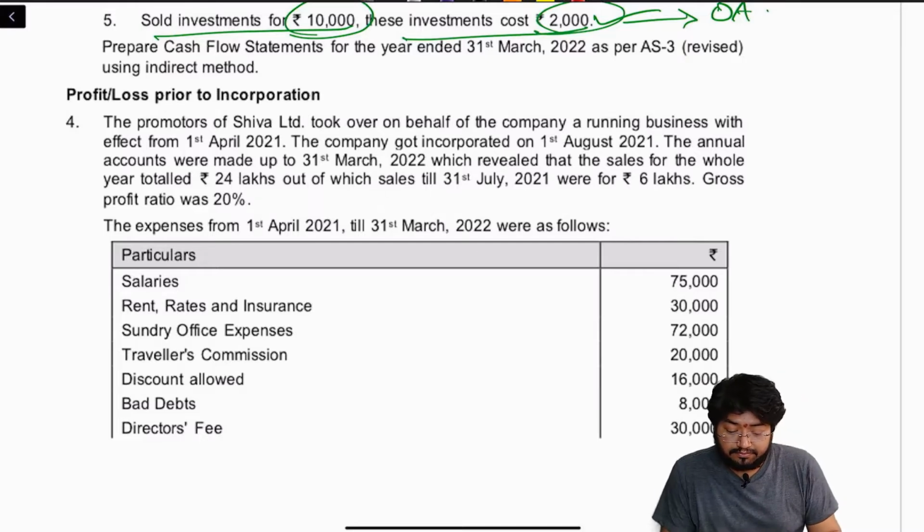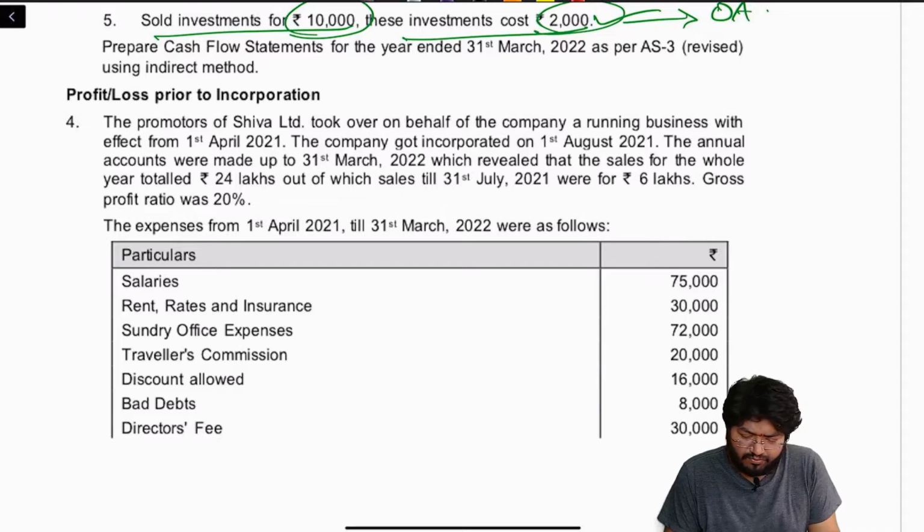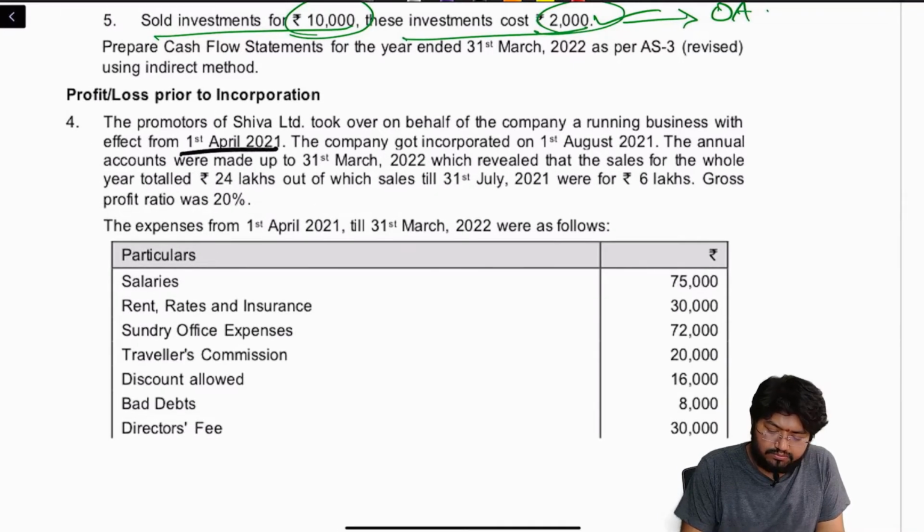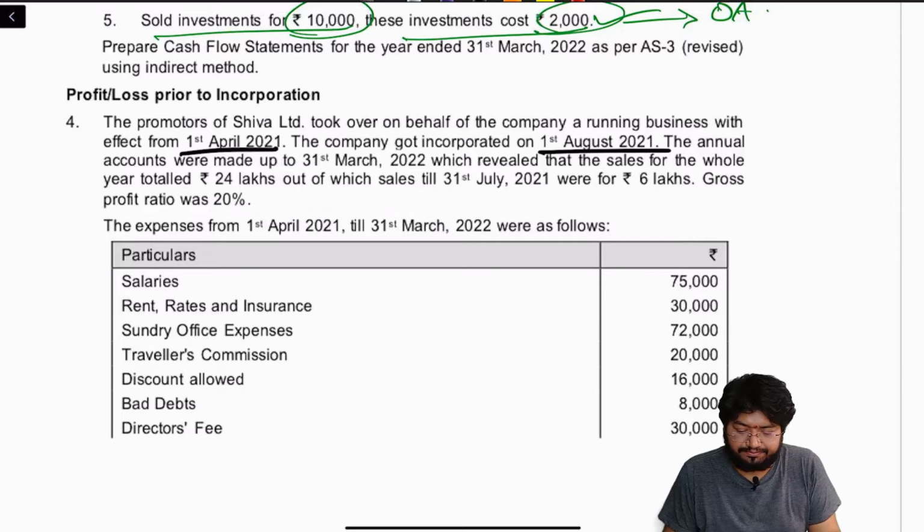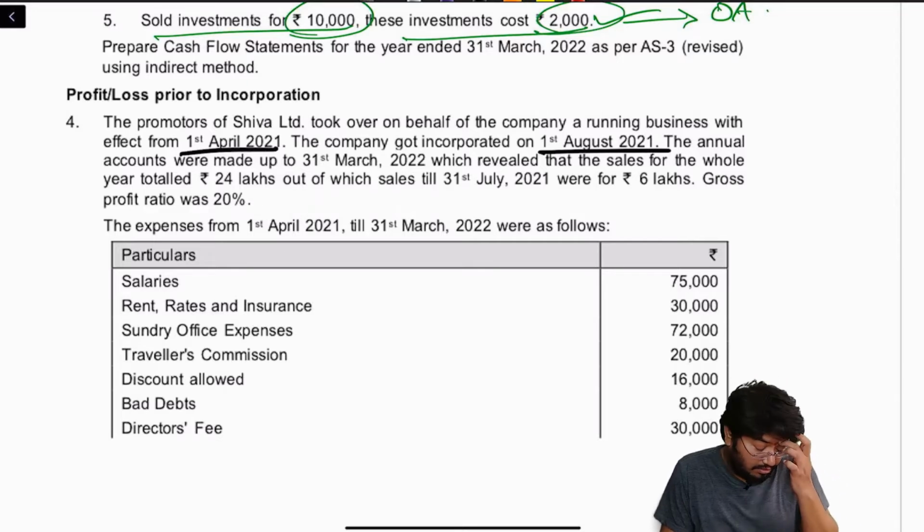From 1st April to 1st August, it was pre-incorporation, sir. Excellent. Okay, time ratio from 1st August to 31st. So first of all, timing: if you see from 1st April 21 to 1st August 21, that means how many months is it? 4 months, sir. 4 months is the pre-incorporation period and 8 months is the post-incorporation period.